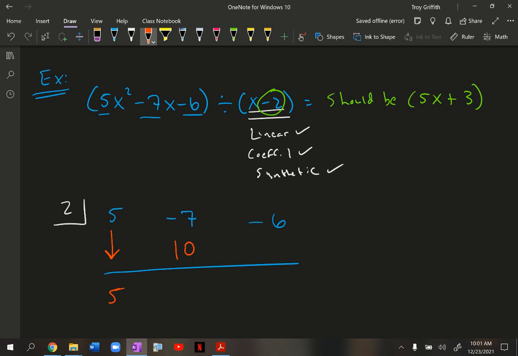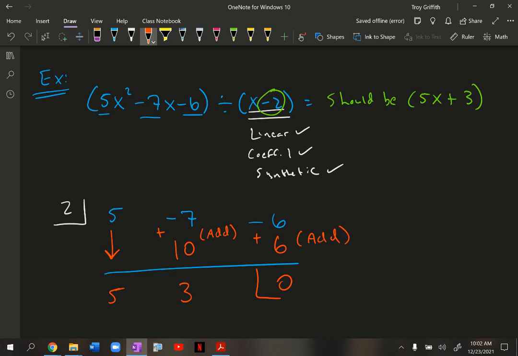In the middle on synthetic division, I add. I'm going to take these two numbers and add them together. That's different than long division. On long division, we subtract in the middle. On synthetic division, we add. So -7 plus 10 is 3. Next up, we repeat the process. 3 times 2 is 6, and I add. So -6 plus 6 is 0.